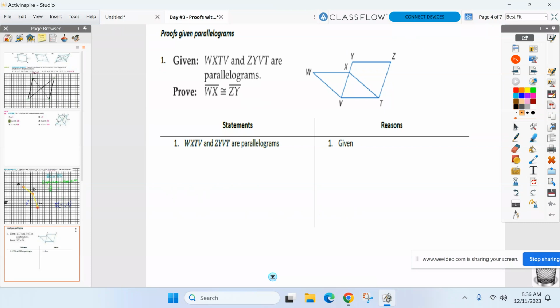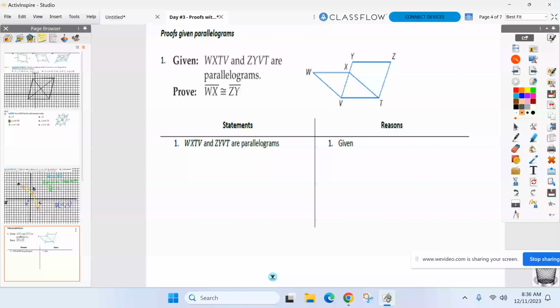First question for you guys. Can this just be a two-step proof and I could say, hey, WX, ZY, they're already congruent. They're opposite sides in a parallelogram. Opposite sides in a parallelogram are congruent. Should be two steps and done. What do you think? No, why not? WX and ZY are in two different parallelograms. Can't pull that business.